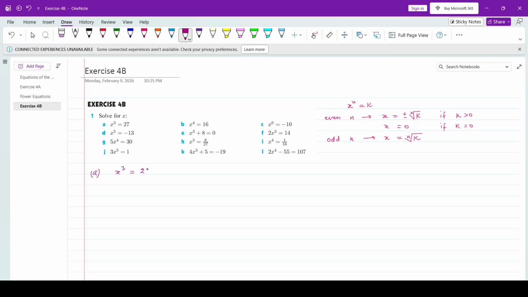x cube is equal to 27. Now here the value of n is 3. That means n is odd. Therefore we can simply say the value of x is going to be third root of 27. Now to solve this third root of 27, we can write 27 as 3 multiplied by 3 multiplied by 3, and as we have a root of 3, we need to take a group of 3, and we can simply take it out of the radical. So this is our answer.